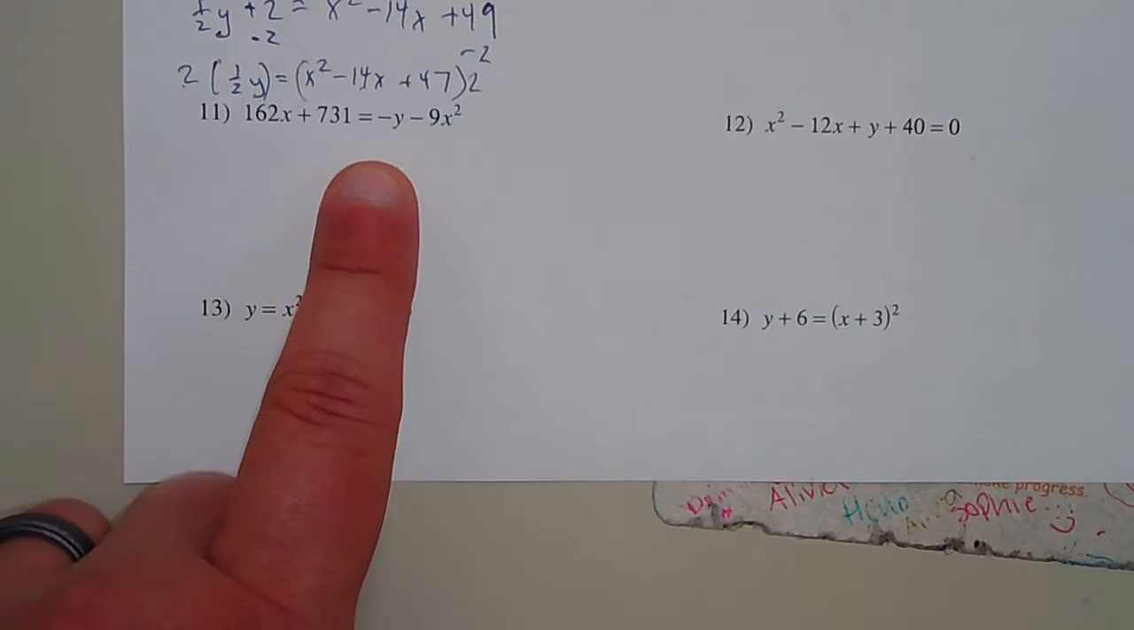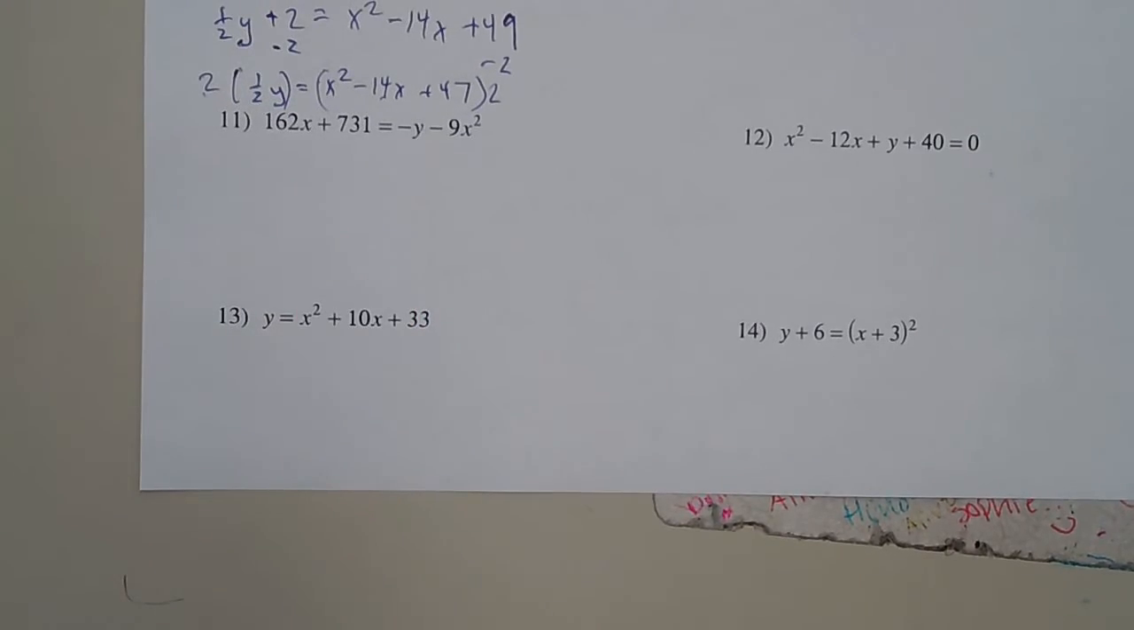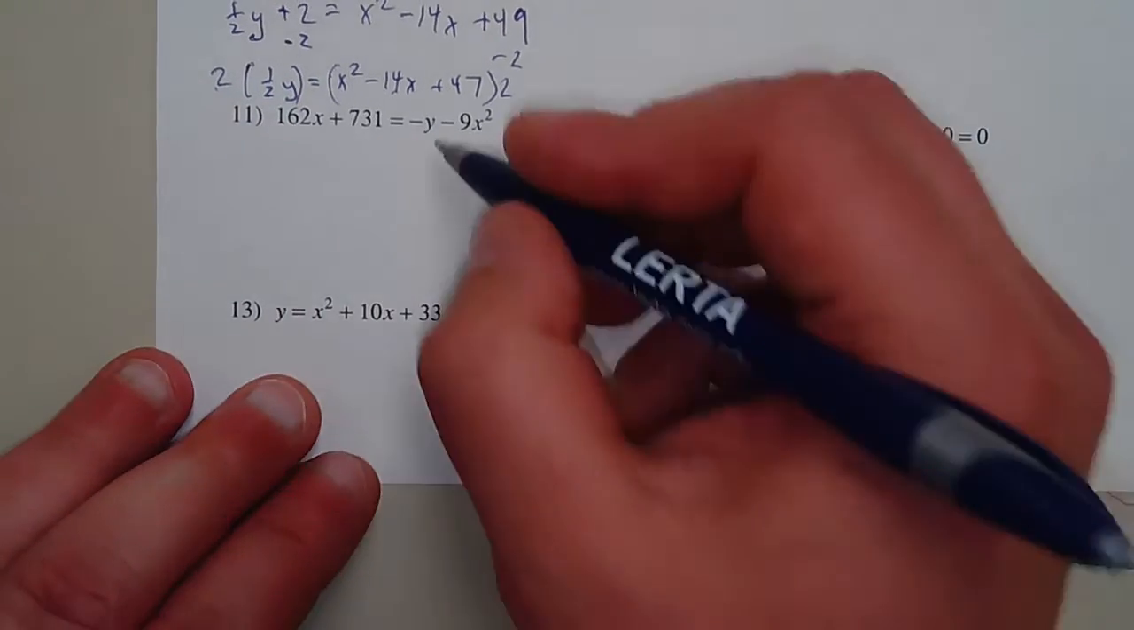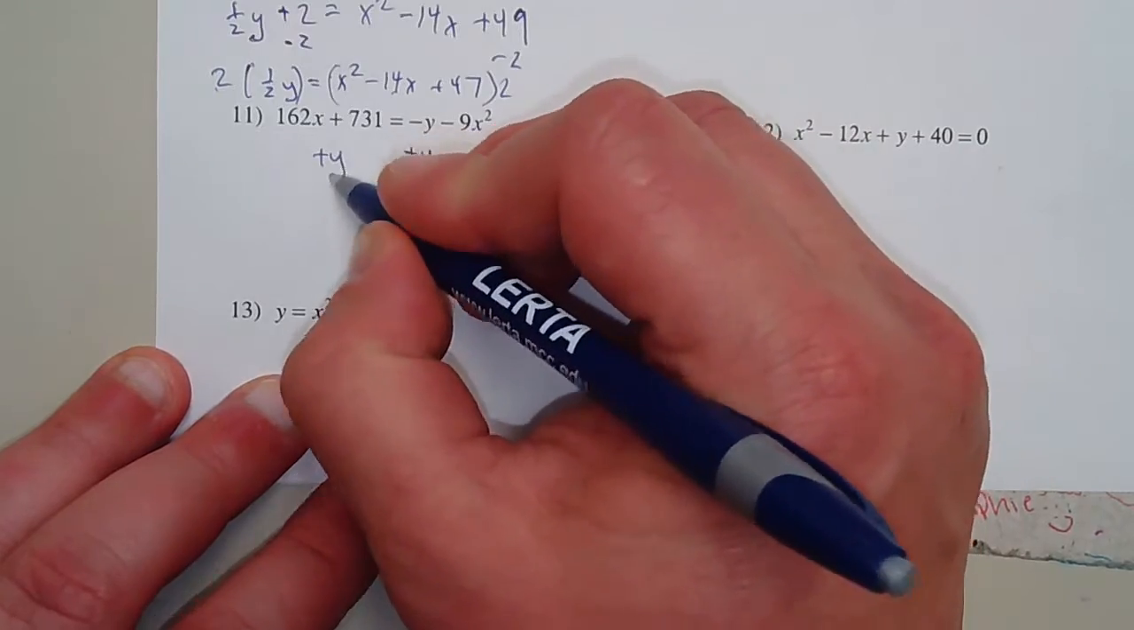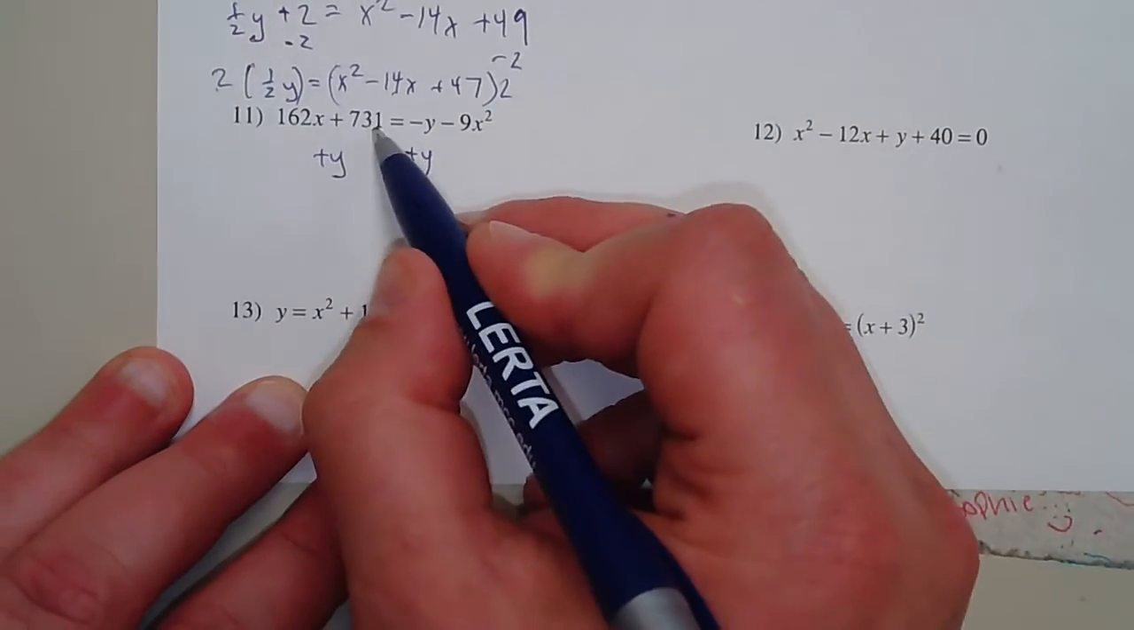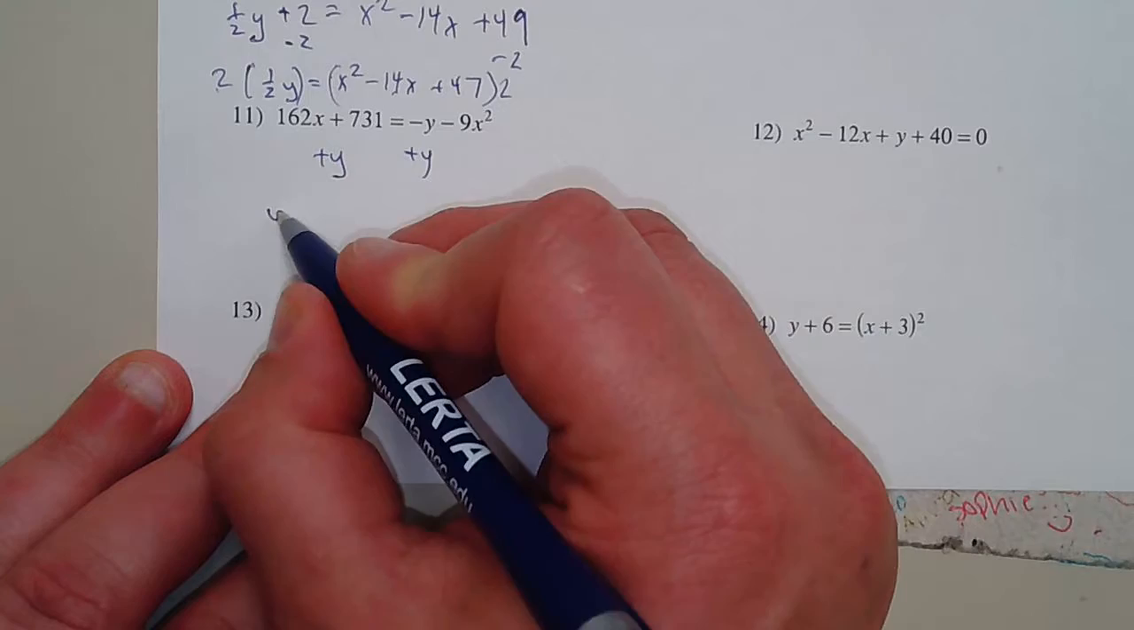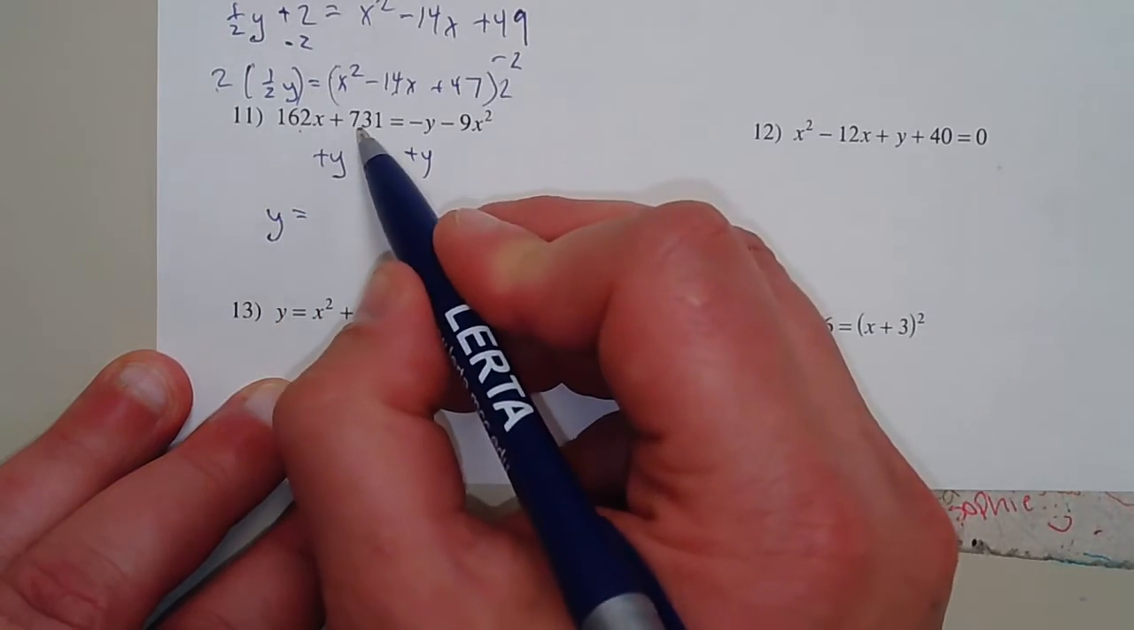You see a problem like 11. It's not in standard form. So move things around so they are. I know I want my y to this side, so I'm going to add my y over. And then I also know I'm going to need to just subtract these two to the other side. So I can actually do this one real quick. So I'm going to subtract this and this over.